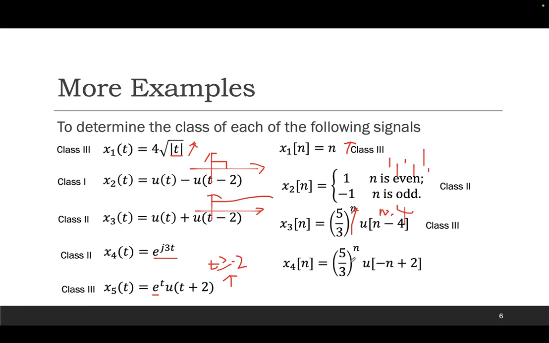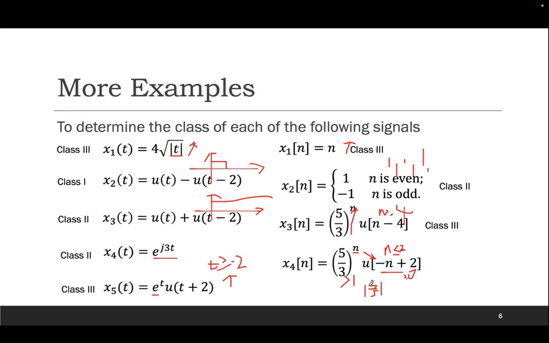How about this one? Here n should be smaller than or equal to 2, am I right? Because this one should be greater than or equal to 0. Since this is greater than 1, and this one will go to negative infinite, it will be like 5 over 3 to the absolute n, so it will go to 0, am I right? So it was class 1. That makes sense to you? Okay, how about this one?